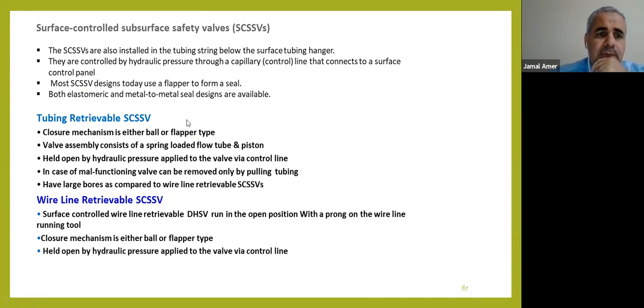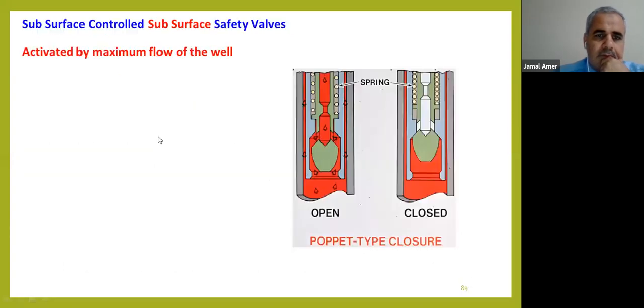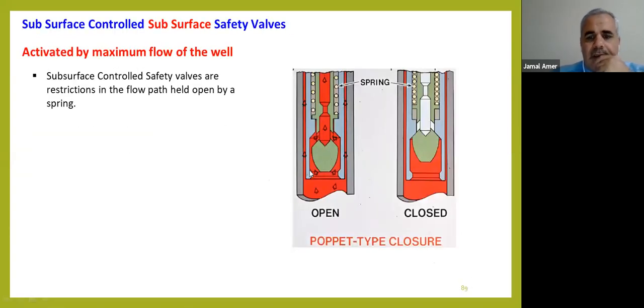Subsurface safety valve, also we have two types for subsurface safety valve, either tubing retrievable subsurface safety valve or wireline retrievable subsurface safety valve. We see in our course. This is what we call the subsurface controlled subsurface safety valve.